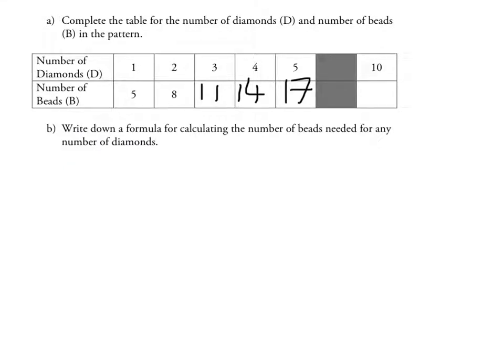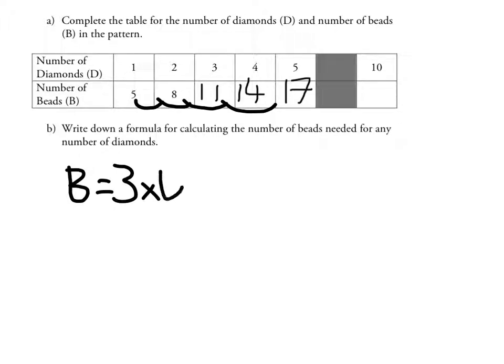Now the important bit, let's work out a formula for calculating the number of beads. Well, the formula will always start with the letter on the bottom line, so it's going to be B equals something. And how much it's going up by is what we times the other letter by. So this is going up by 3, as we saw earlier, so it's 3 times D.